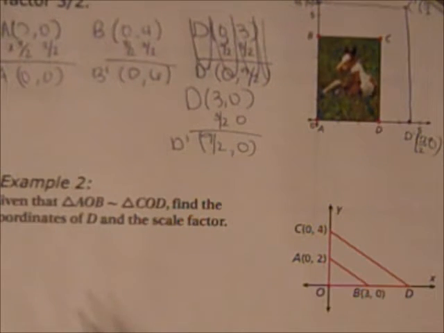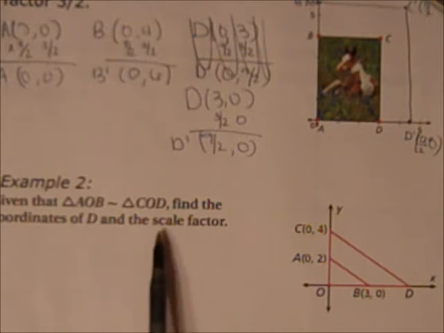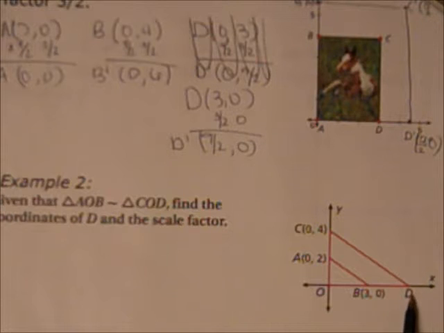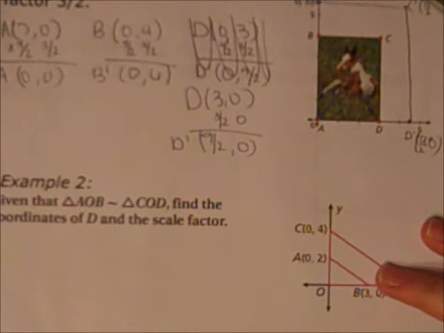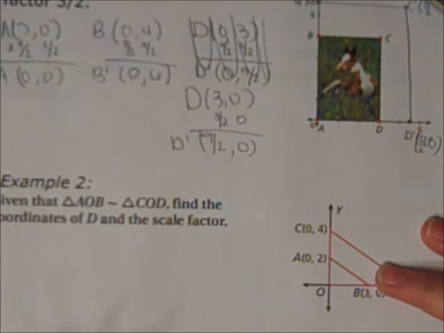Okay, given that triangle AOB is similar to triangle COD, find the coordinates of D and find the scale factor. So since we don't know what D is, we're going to focus on this side. And this one is super simple, but I want to show you the procedure for when these get a little more complicated. All you have to do is divide the coordinates onto one another.